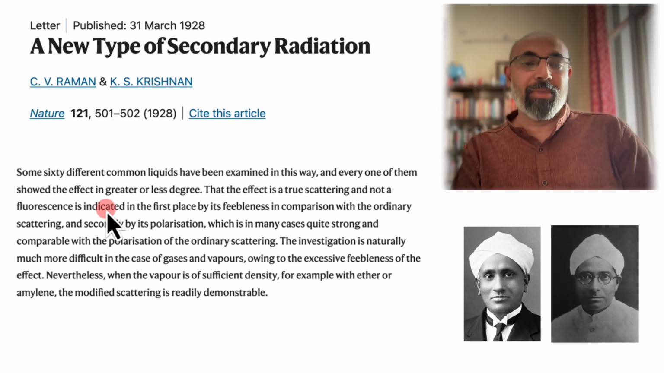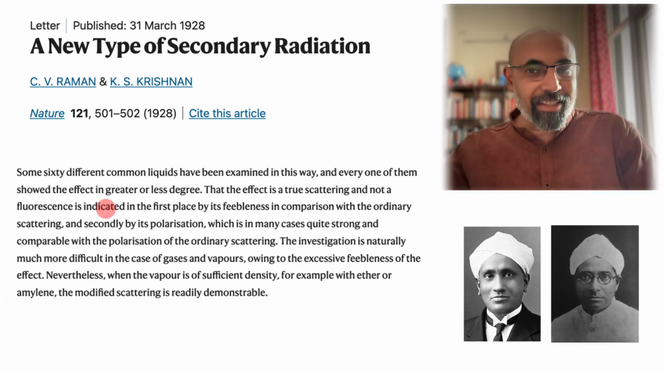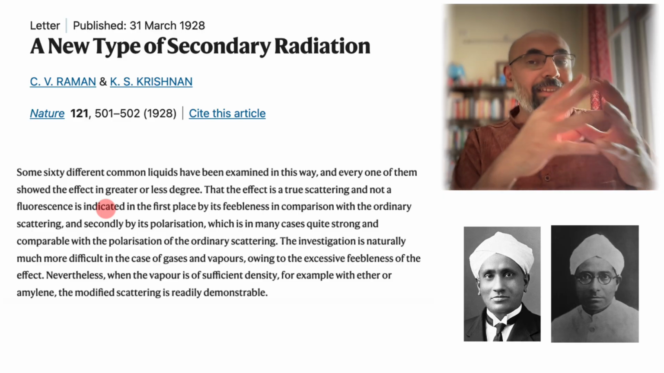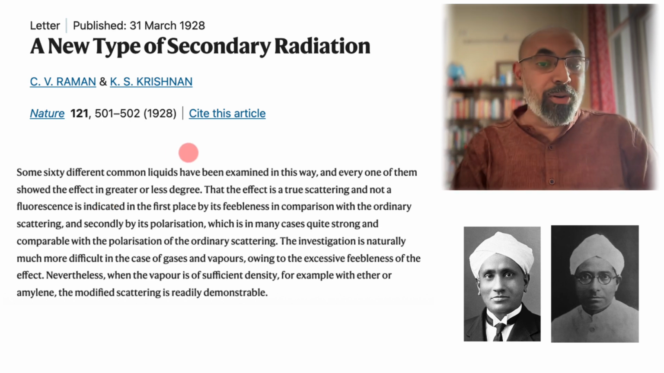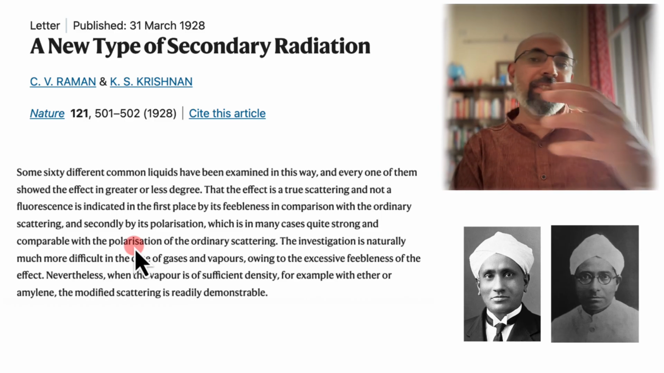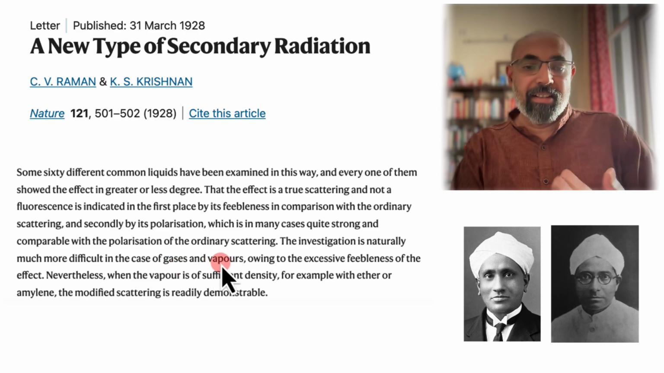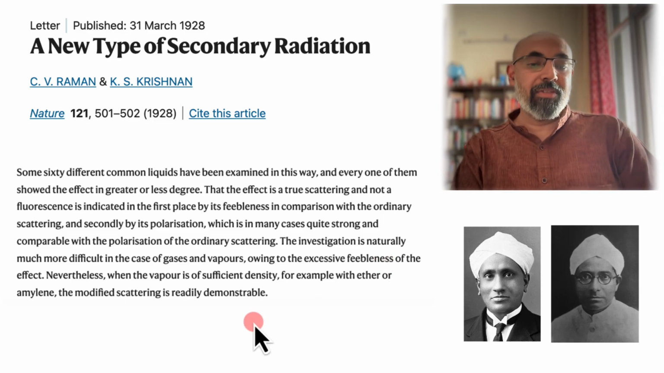differentiation one has to make, because fluorescence is also a phenomenon which gives rise to a decrease in the frequency. But you have to differentiate between the decrease in frequency because of the Raman scattering effect and the fluorescence effect. So how do you do that? They use polarization of the scattered light as a mechanism through which they are able to make this observation. The investigation is naturally much more difficult, as they clearly mention, in the case of gases and vapors, obviously because of the low signal to noise ratio you get from such scattering effects.